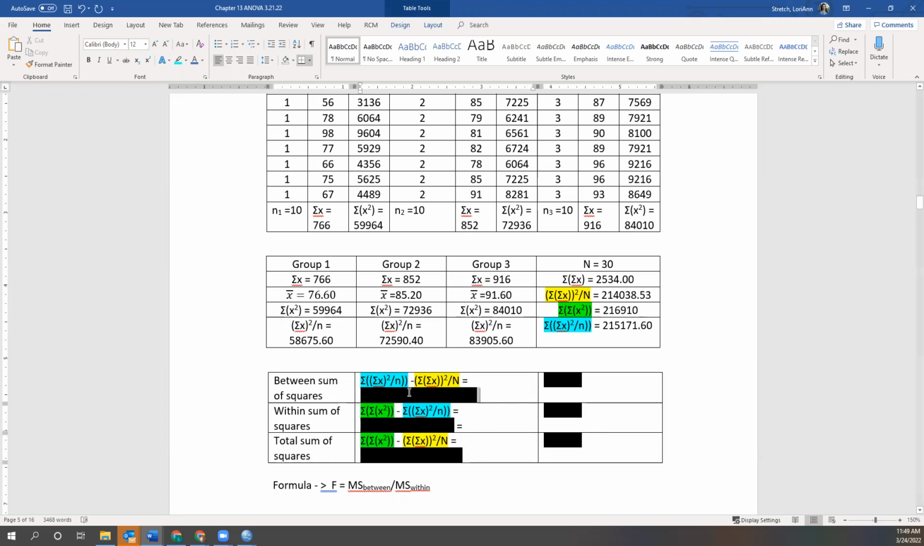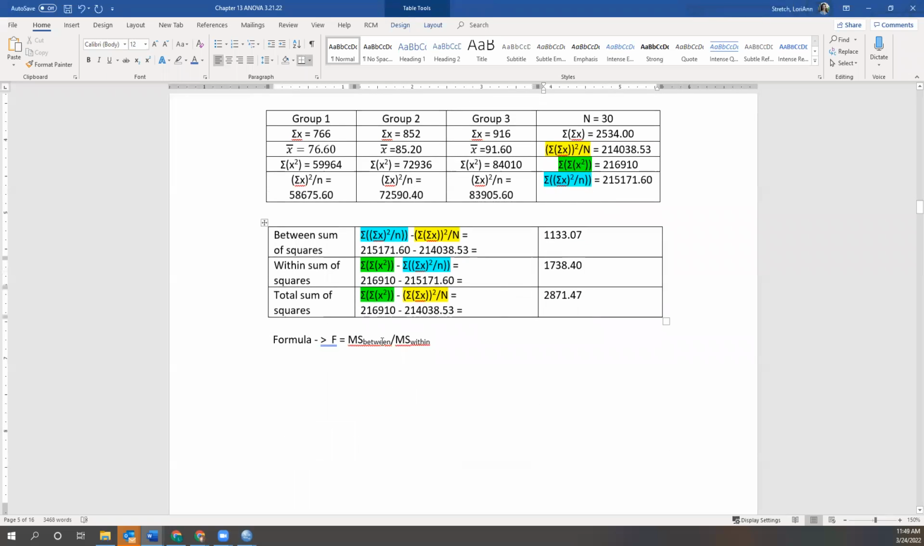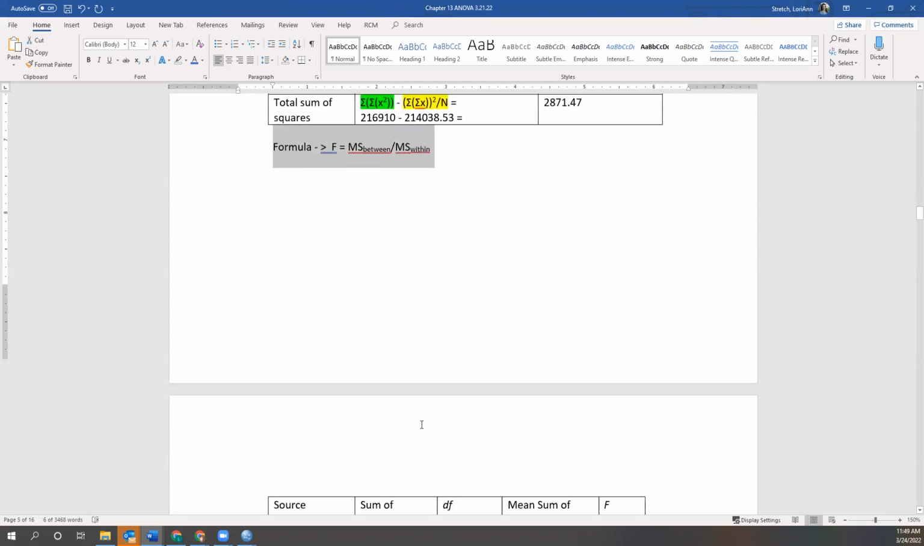No, I don't want to unhighlight everything because I don't want to get rid of those numbers or those highlights. There we go. No, just this part. Okay. And then we're going to do this number minus this number, this number minus this number, this number minus this number. And that's going to give us our between sum of scores, within sum of scores, and our total sum of scores. So I'm going to unhide those. Boom. Now I'm going to bring these down into my formula in just a minute.